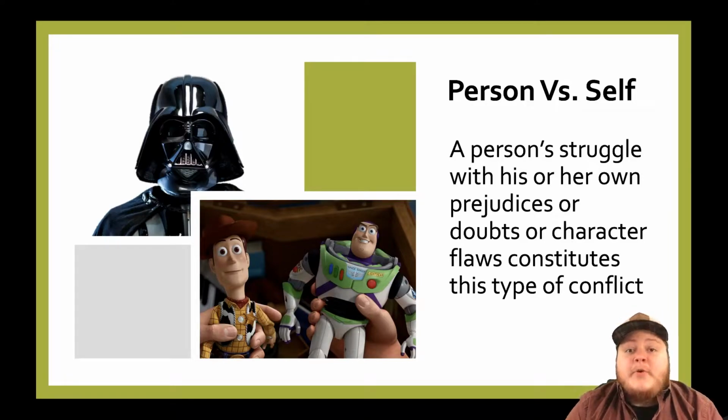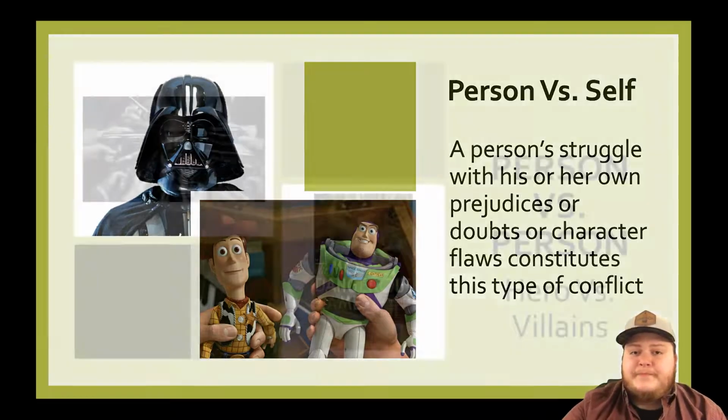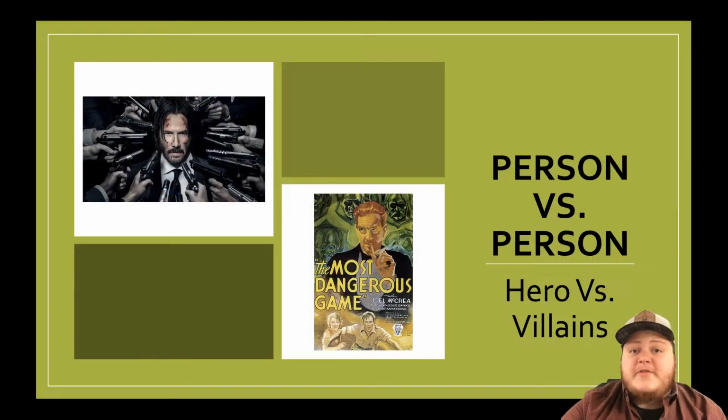Another example is Toy Story, where you have Woody, the leader of the toys of Andy's room, and a new person shows up and kind of threatens that. So because of that, he has to decide and is concerned about his position or social status in that group. And the biggest enemy is himself. Person versus person is really easy. It's just hero versus villain. Any superhero movie, that's the best way to think of it.